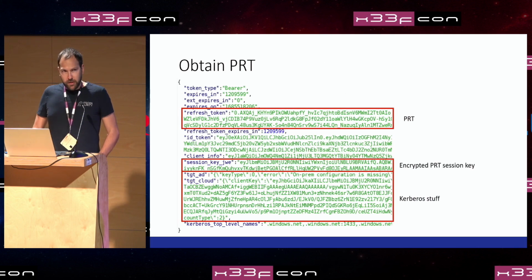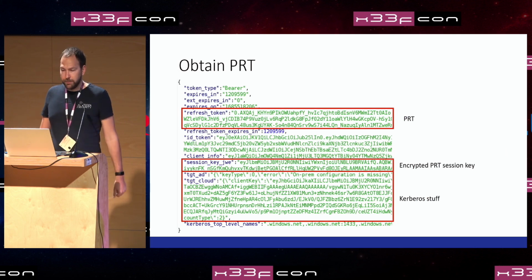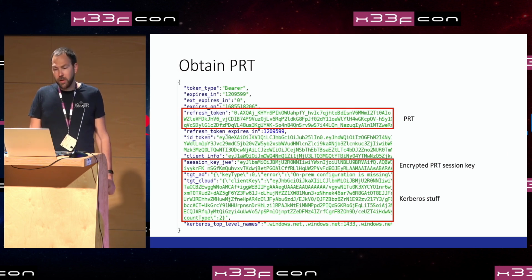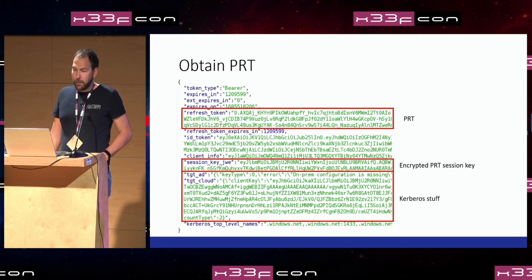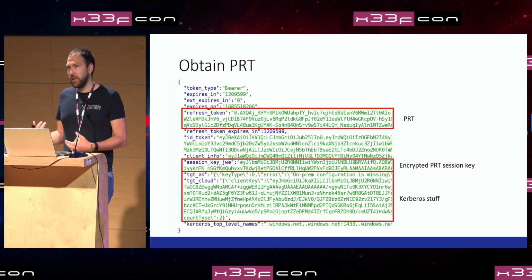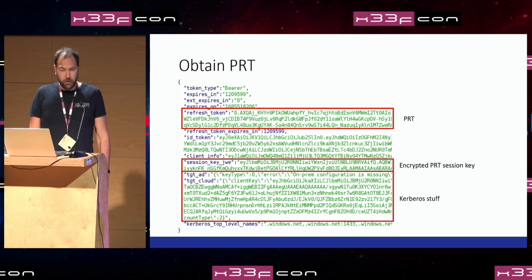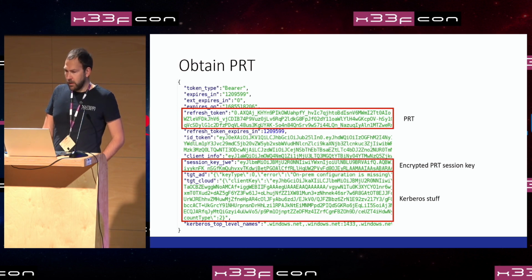All right. So we send this to Azure AD, and Azure AD gives us back a primary refresh token. In this response, we see the refresh token, which is the primary refresh token, at the top. We see the session key, which is basically an encrypted blob, so that the device needs to decrypt that in order to get the session key that's needed to use the primary refresh token. And we also see some Kerberos stuff at the bottom. We'll get into that later.